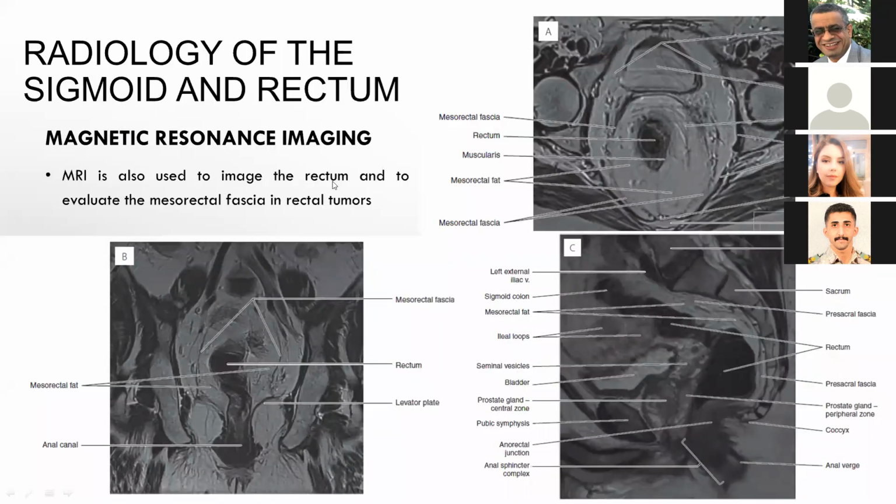MRI is used to image the rectum and evaluate the mesorectal fascia and the rectal tumor. This is the bladder and this is the rectum, with mesorectal fat surrounded by the mesorectal fascia. This is the sagittal view of the MR. This is the bladder, rectum, anus, and this is a male. This is the prostate and symphysis pubis.